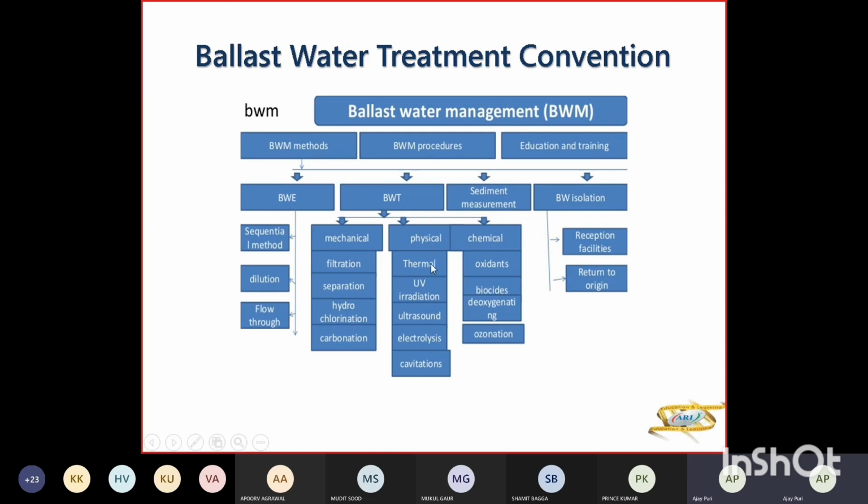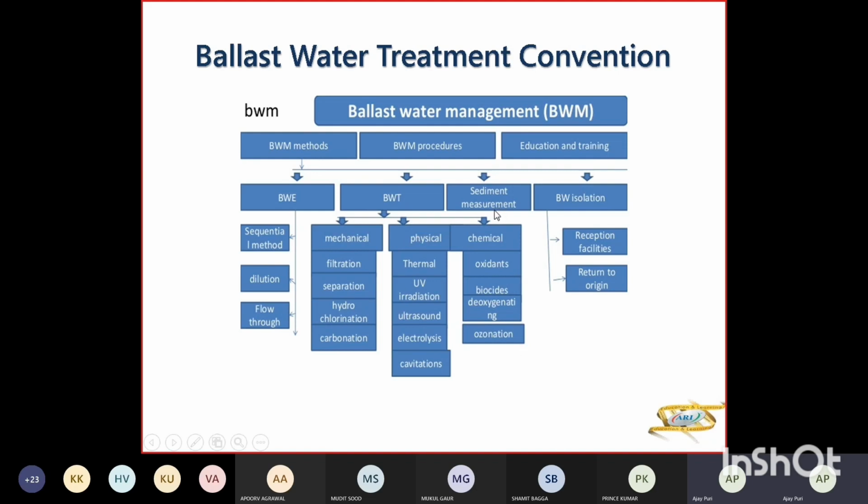Physical can be heating, to kill the microbes, ultraviolet radiation, ultrasound, electrolysis, and cavitation. Cavitation means bubbling. Chemical can be use of oxidants or biocides. Biocides kill the microbes, oxidants kill the microbes, deoxygenation because oxygen is removed from the organisms, they'll die, and ozonation, putting ozone there. So that is the ballast water treatment methods.